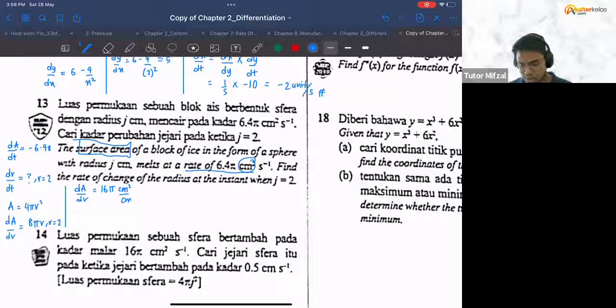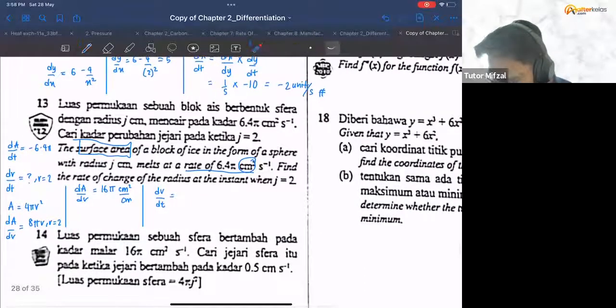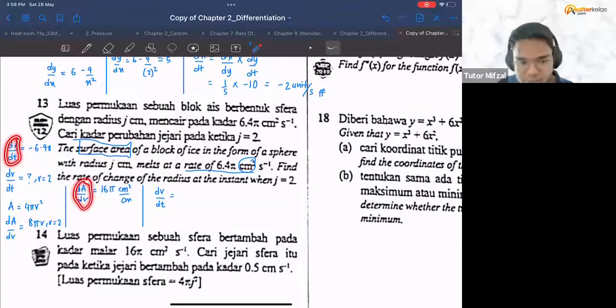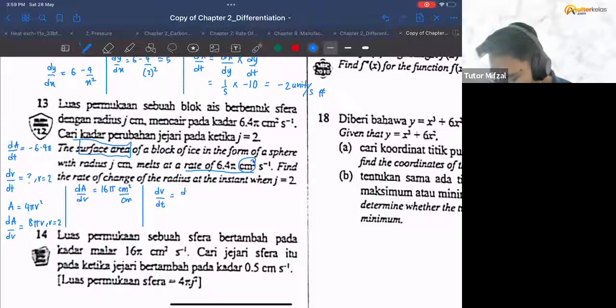Okay. Now, we need to find dr over dt. dr over dt is equivalent to, we need to look for what has dr. So, if you look carefully, dA over dt has no dr, but dA over dr has dr. So, you put dr over dA. Okay?